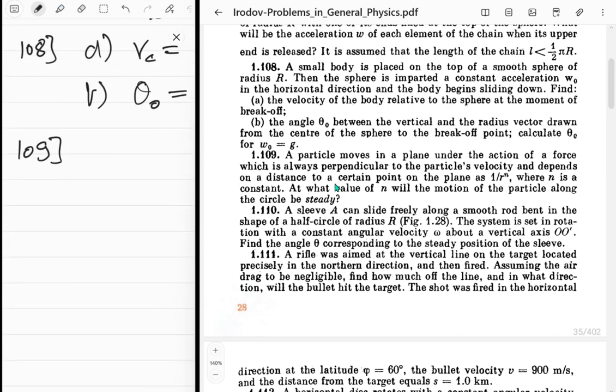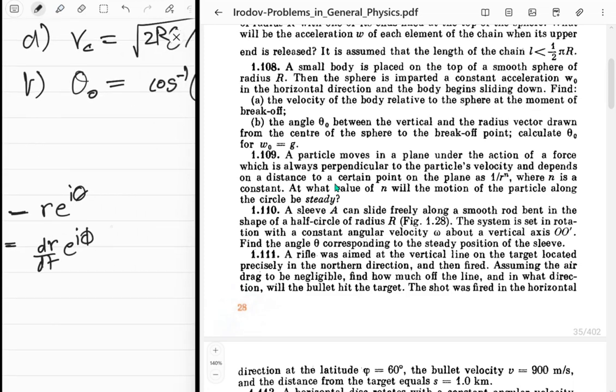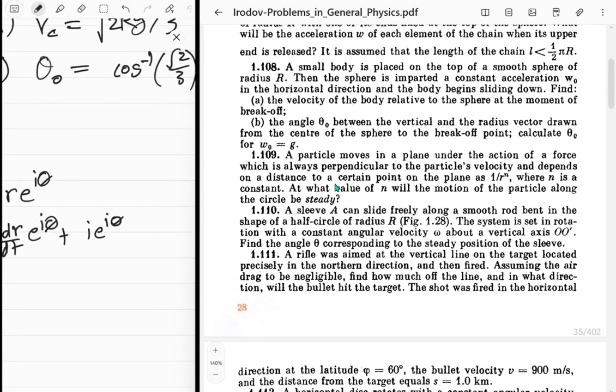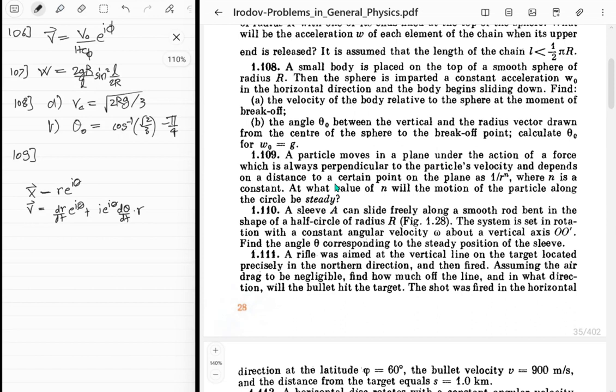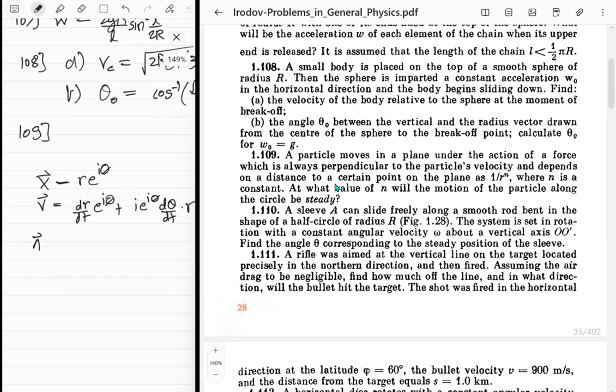Okay, so let's say x as a vector is equal to r e^{iθ}. If that's the case, then your velocity vector will be equal to dr/dt e^{iθ}, plus i e^{iθ} times dθ/dt times r. I was writing 5, but it should be theta. So it should be r right there. That's the velocity. And then you can go with acceleration and whatnot. So you can do acceleration as well.